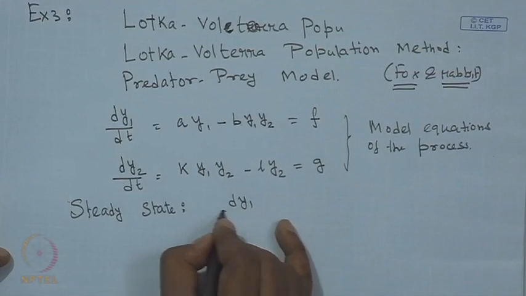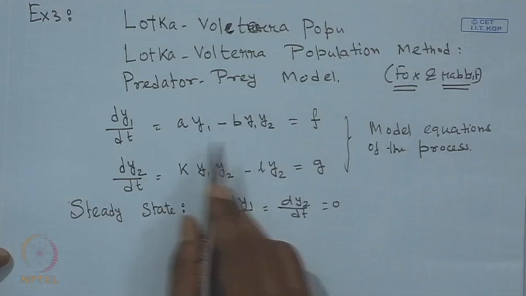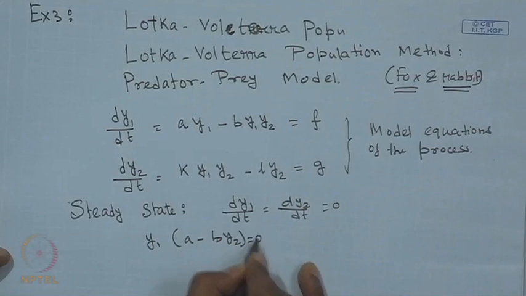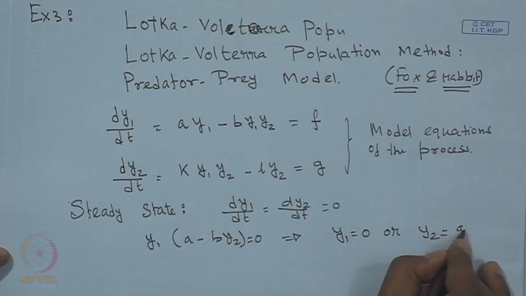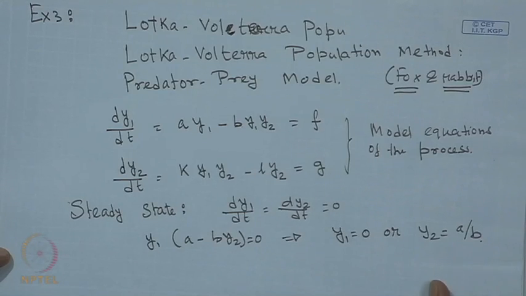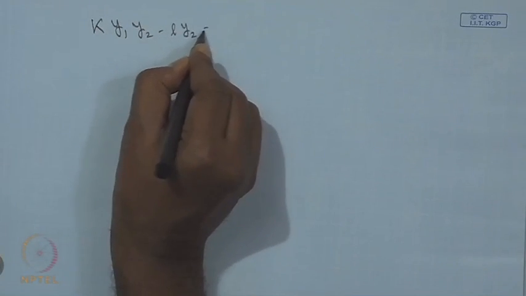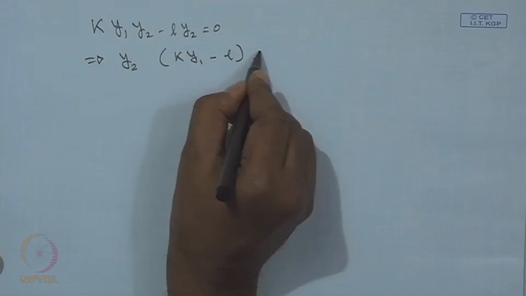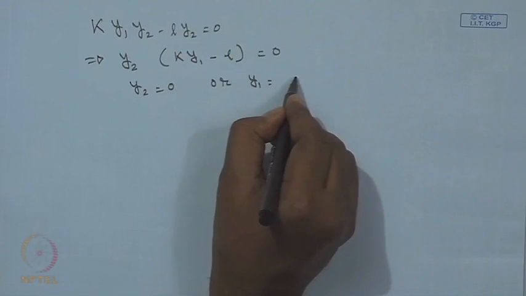The steady states are obtained by putting dy1/dt equal to dy2/dt equal to 0. So, if you put the first equation to be 0, it becomes y1 times (a minus b y2) equal to 0. So, it has two solutions, y1 equal to 0 or y2 is equal to a by b. Now, if you put the second equation to be 0, you will be getting k y1 y2 minus l y2 equal to 0. So, you will be getting y2 into (k y1 minus l) equal to 0. So, therefore, either y2 equal to 0 or y1 is equal to l by k.